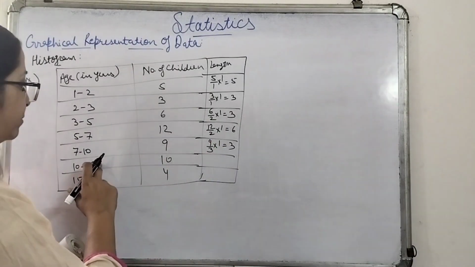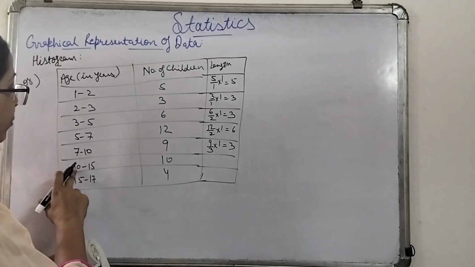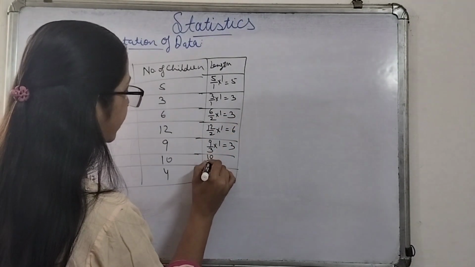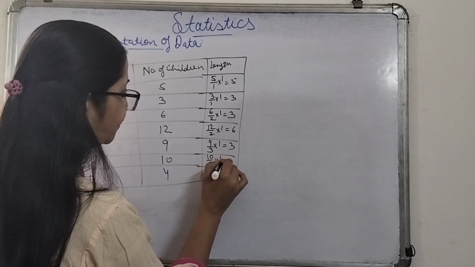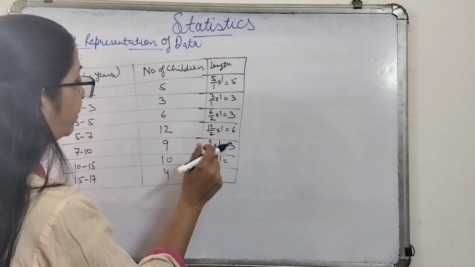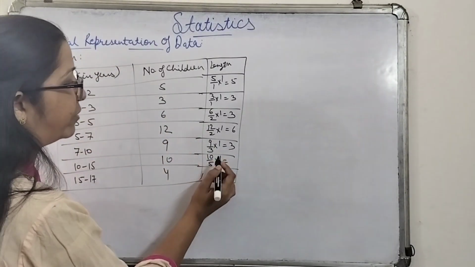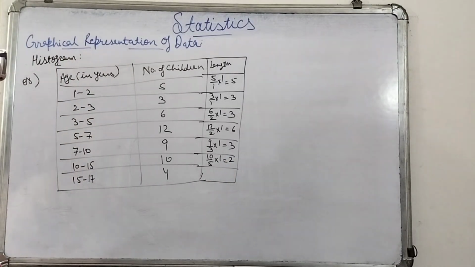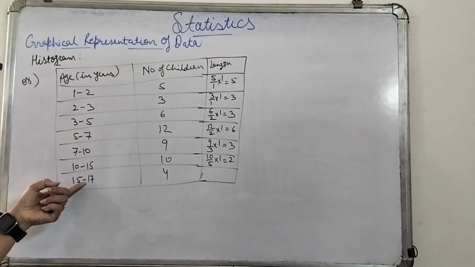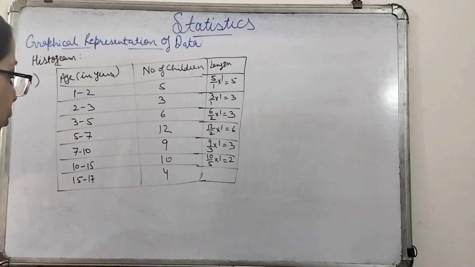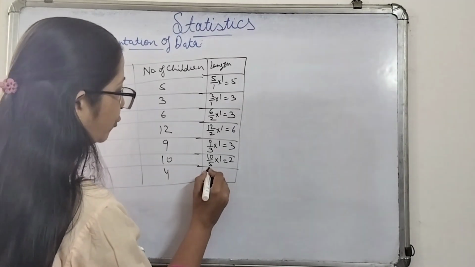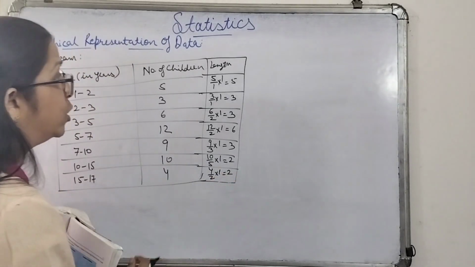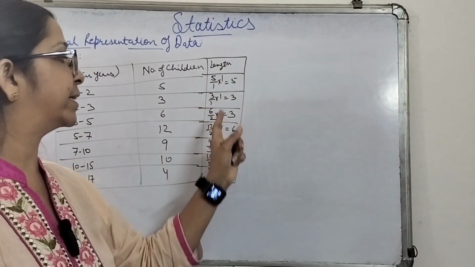Then for 10 to 15 the class size is 5, so the length of the rectangular bar will be 10 divided by 5 multiplied by 1, because your smallest class size is 1, so we have taken 1 as the base. So it will be 2. The length of the rectangular bar will be 2. Then for 15 to 17 the class size is 2, so it will be 4 divided by 2 multiplied by 1, that is 2. So this will be the length of the rectangular bar.